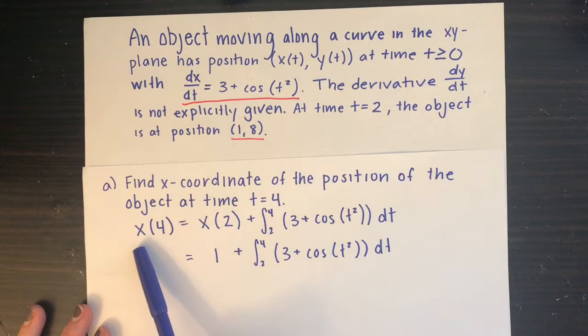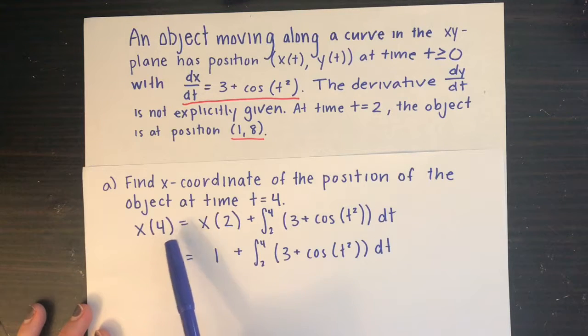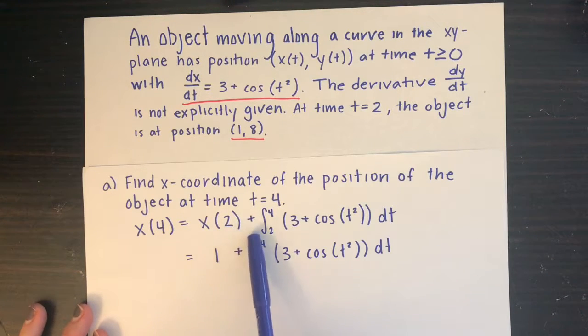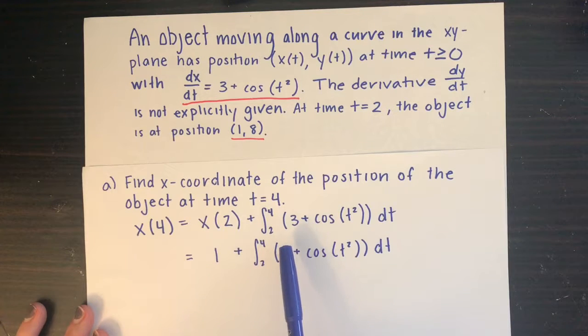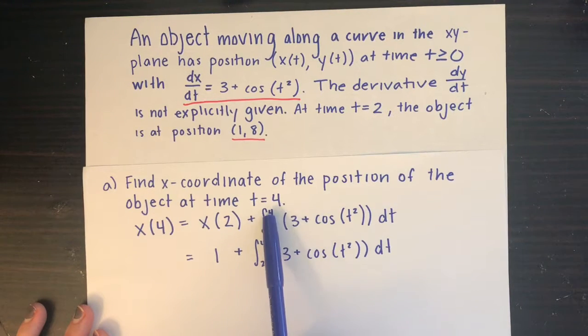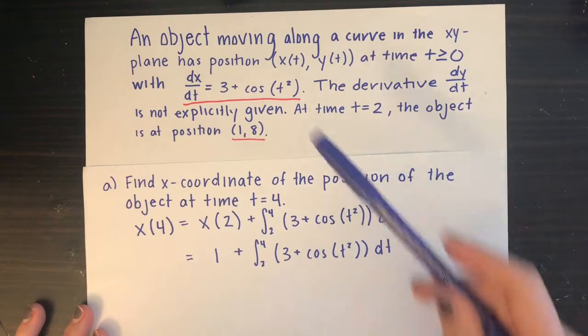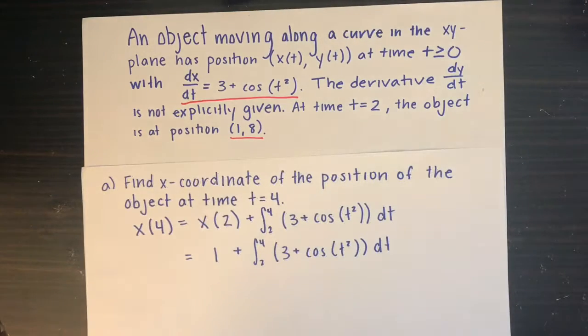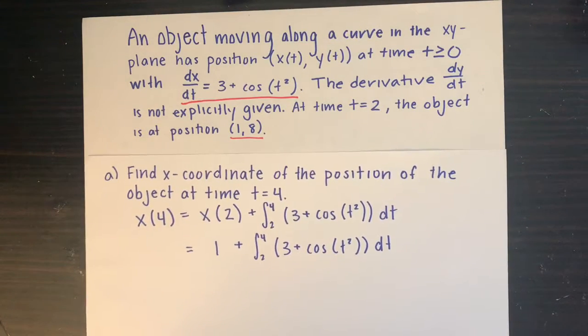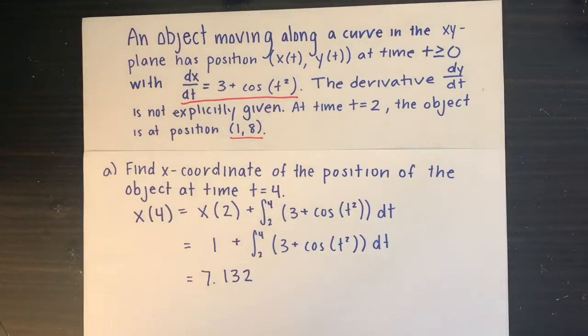So the position of the object at t equals 4 is equal to the position of the object at t equals 2 plus the net change of the position of the object from t equals 2 to t equals 4. And we find that net change by taking the integral of the rate, which is given to us earlier in the problem. This FRQ is on the calculator portion of the test, so we are allowed to use our calculator to evaluate this kind of nasty integral that we wouldn't be able to evaluate otherwise. So evaluating this nasty integral, we get that the x-coordinate of the object at time t equals 4 is 7.132.